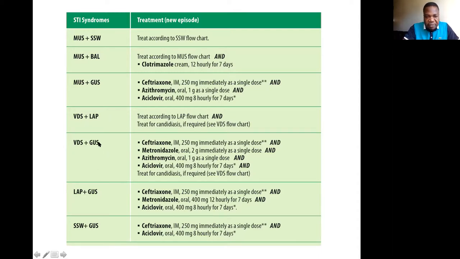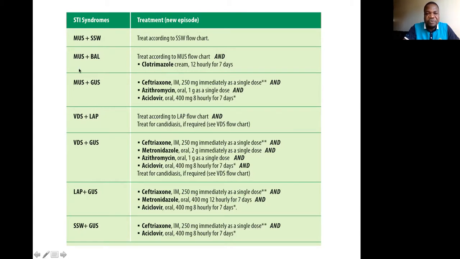In female, if it was a patient with vaginal discharge syndrome plus genital ulcer syndrome, you still have your ceftriaxone, you have azithromycin, you add acyclovir, but in female genital discharge, remember that we also add metronidazole. So you will have your combination of ceftriaxone, metronidazole, azithromycin, and you also add acyclovir for HSV infection. Those are the commonest combinations that you see.